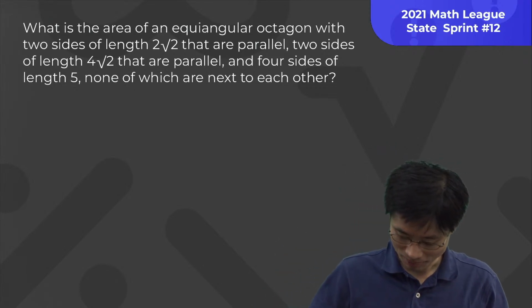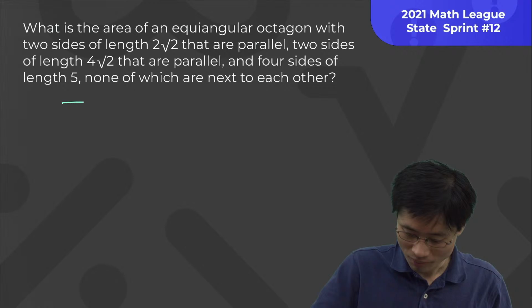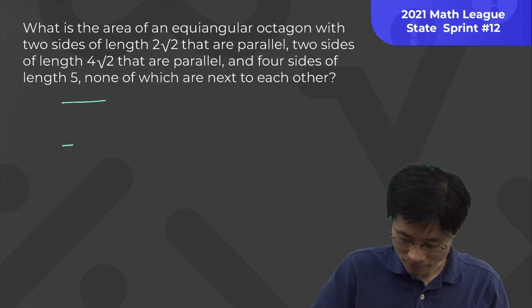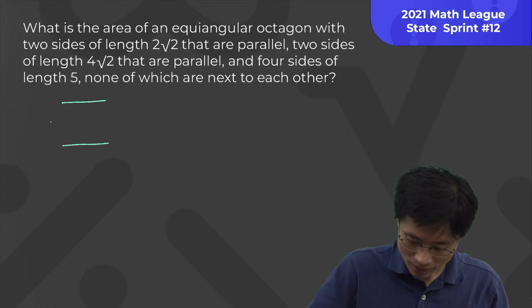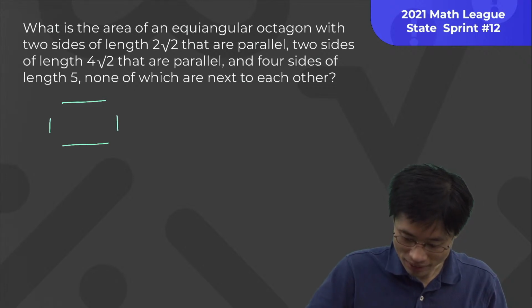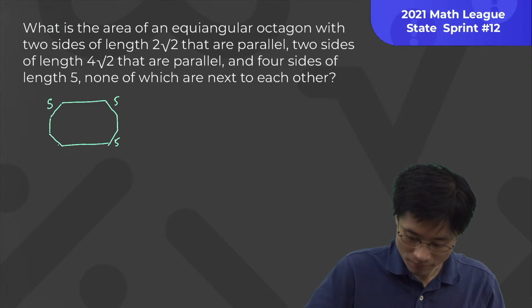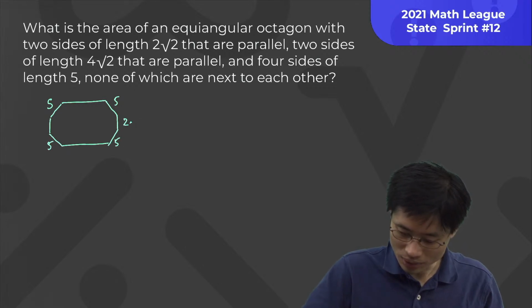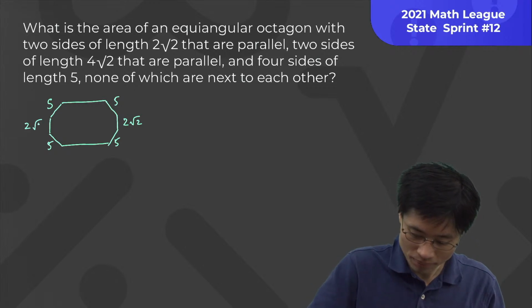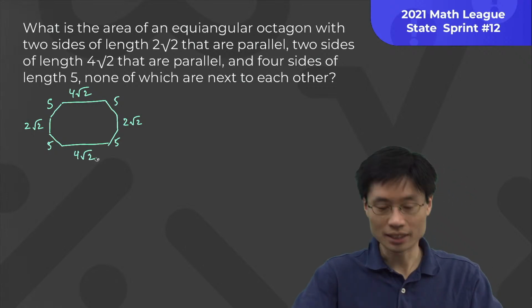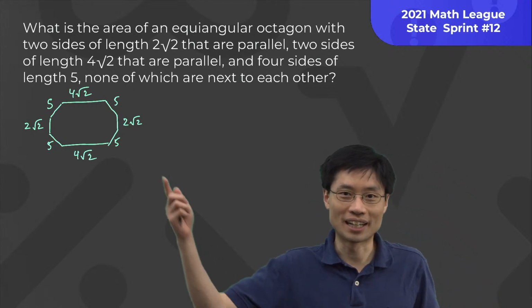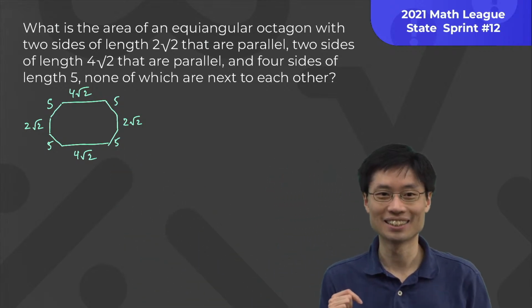That's what I'm going to try to draw. I think I understand what this looks like. I think it's going to have some long thing and some short thing. And this might not be to scale, but it's going to look something like this. These are 5s. These are 2 root 2s. And these are 4 root 2s. And it's an equiangular octagon. That means all of the angles are 135 degrees on the inside.